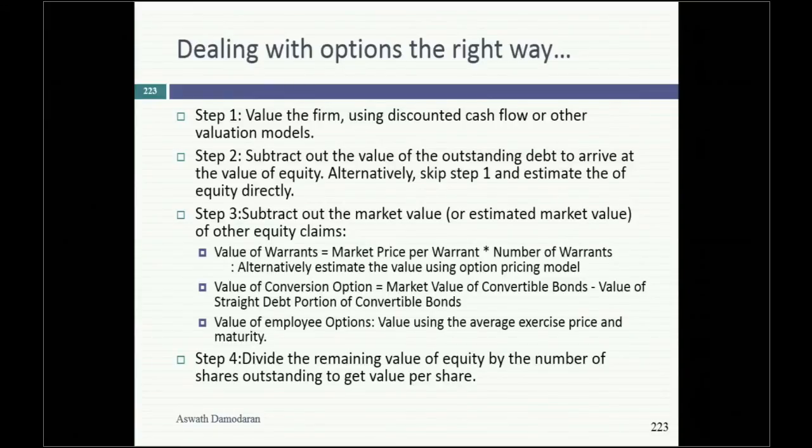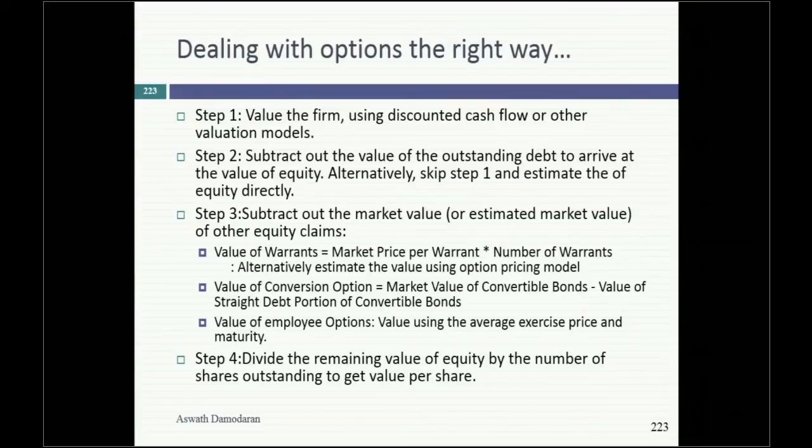So I'm going to set up a process by which I think we can deal with options better. First, I'm going to value the entire business in the aggregate. First thing, if you have lots of options outstanding, never do things on a per share basis. It's only going to get you into trouble. So do everything on an aggregate basis. Total cash flows, total cost of capital, value the firm. Subtract out the debt, get to the value of equity. Then value the options as options. Not an exercise value, but as options.